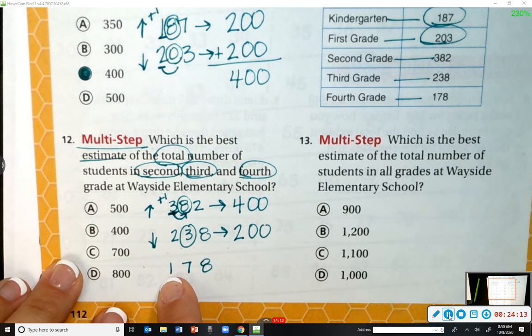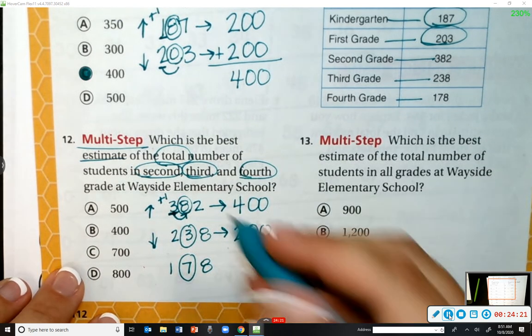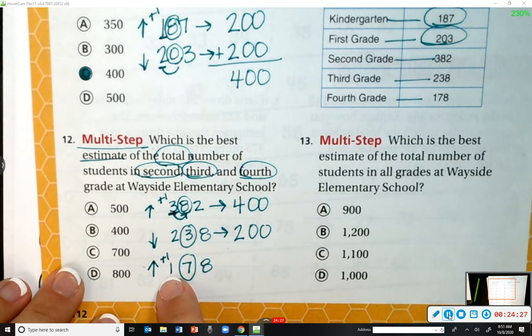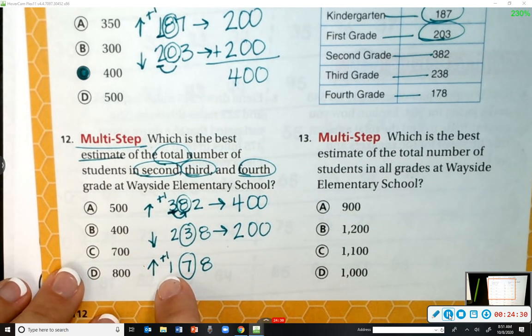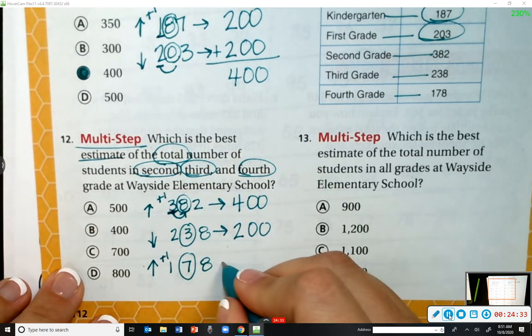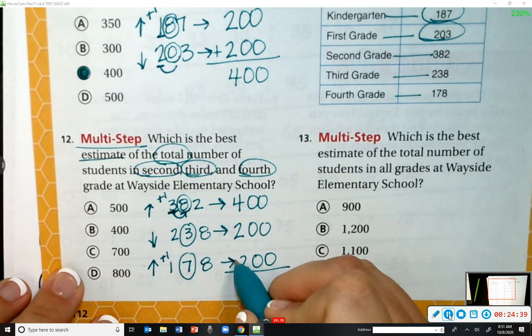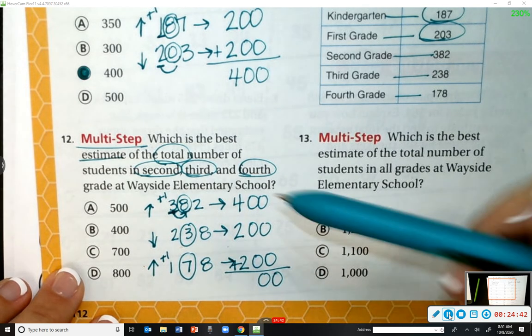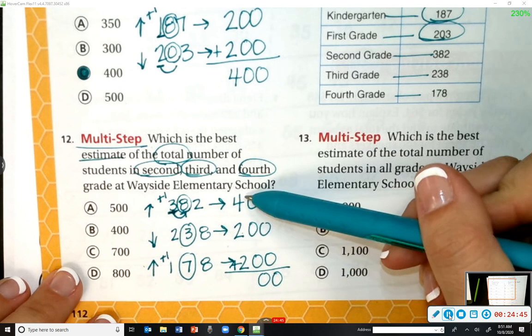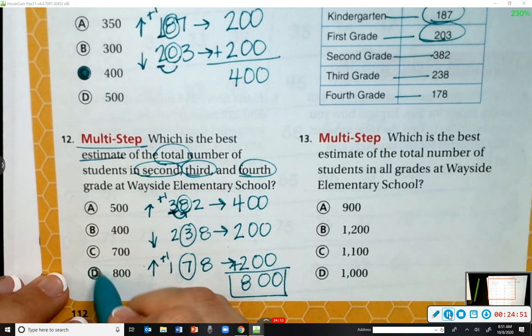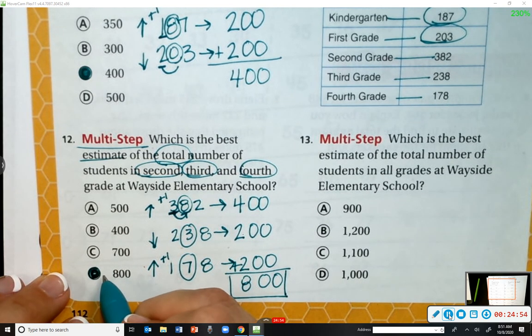Okay, 178. Start at the hundreds place. Look next door. 7 tells me to round up. So when I round up, I need to go back and add 1 to the hundreds. So now it should be what? 2. Good. Everything else becomes a 0. 200. Okay, what's 2 plus 2? 4 plus 4? 8. 800. Very good, Aaliyah. So D was the correct answer on that. Yay.